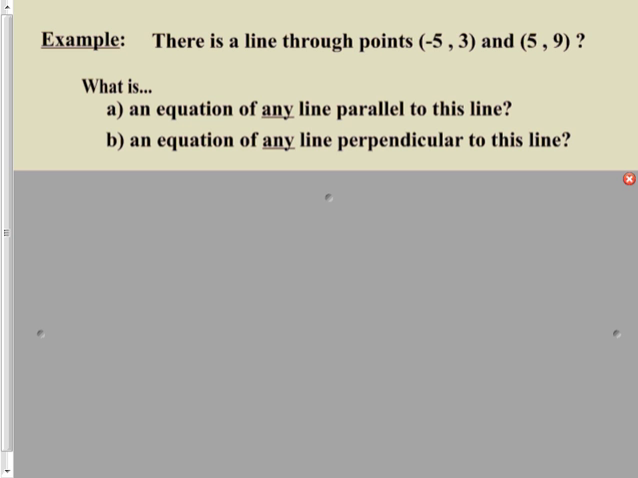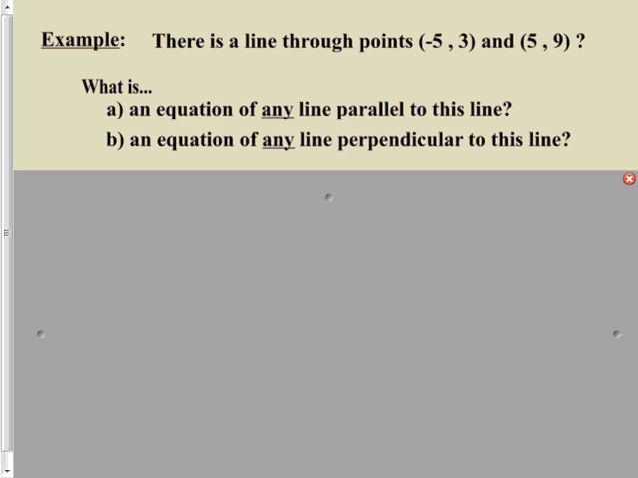Okay, a little bit more complicated. There is a line passing through points negative 5, 3 and 5, 9. What is an equation of any line that is parallel to this one? And also, what is an equation of any line that is perpendicular to this one? Well, obviously the problems are asking us about being parallel and being perpendicular, and in a graph that has to do with slope. So we need to know how this original line is sloping.